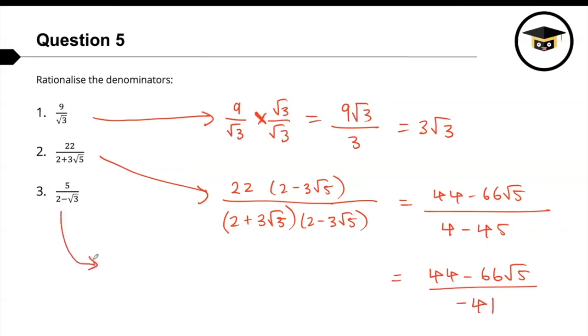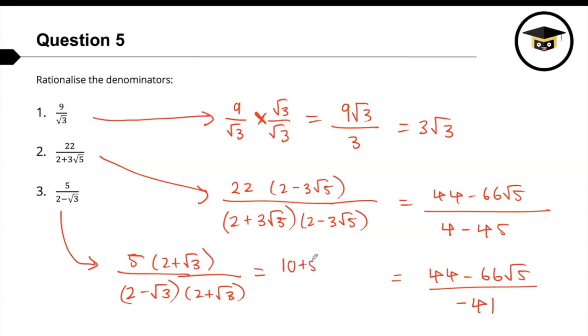And finally, we have question 3, 5 over 2 minus root 3. What we're going to do is multiply by the conjugate. So the conjugate is 2 plus root 3. So multiply that to the top and multiply that to the bottom. And we're going to end up with 10 plus 5 root 3 on the top. And on the bottom, we're ending up with a difference of squares. So 2 squared is 4 minus root 3 squared, which is 3. So 4 minus 3 is 1. So our final answer for that one is simply 10 plus 5 root 3. So hopefully all those made sense.